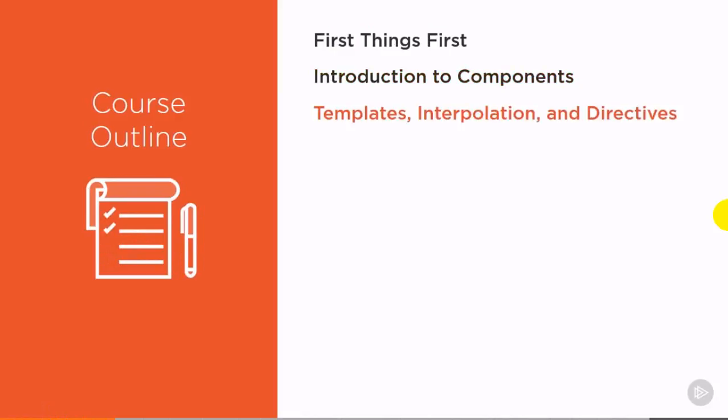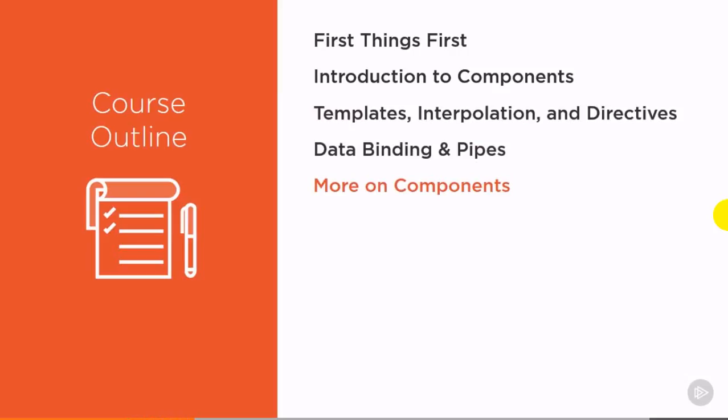We'll see how to build the user interface for our application using templates, interpolation, and directives. We'll power up that user interface with data binding and nicely format our data with pipes. Next, we'll tackle some additional component techniques. We'll define interfaces, encapsulate styles, and leverage lifecycle hooks to build better components.